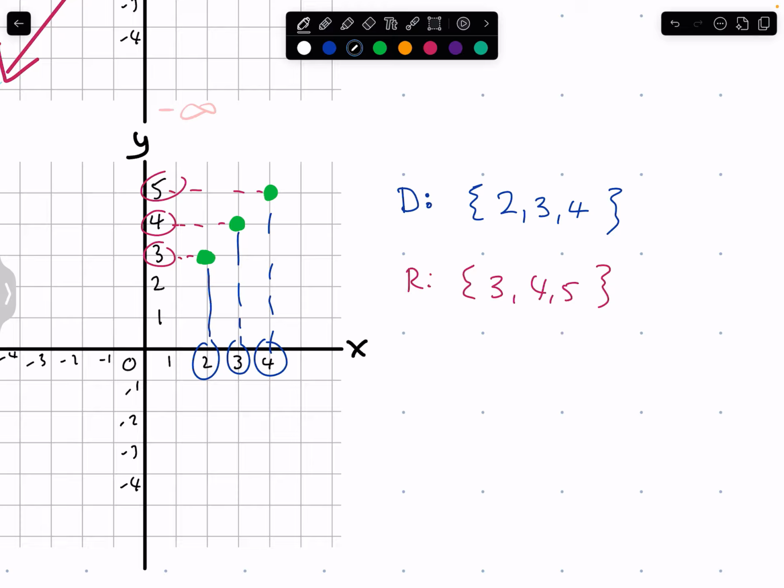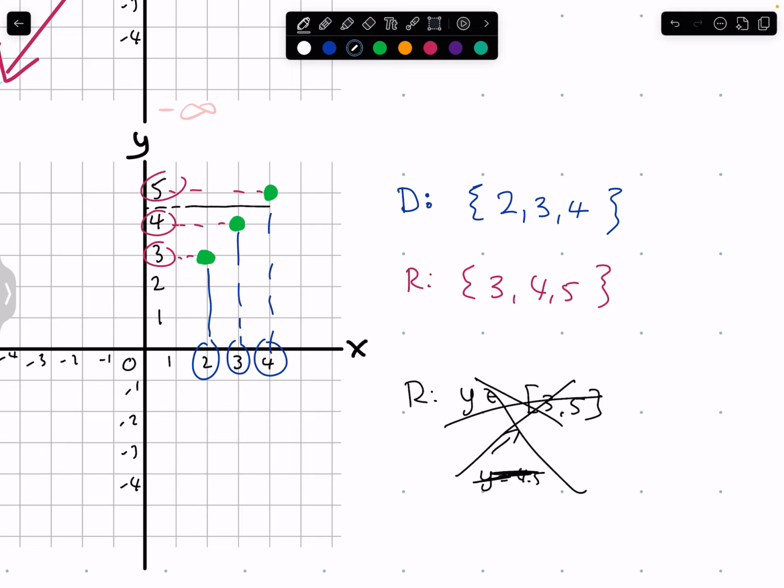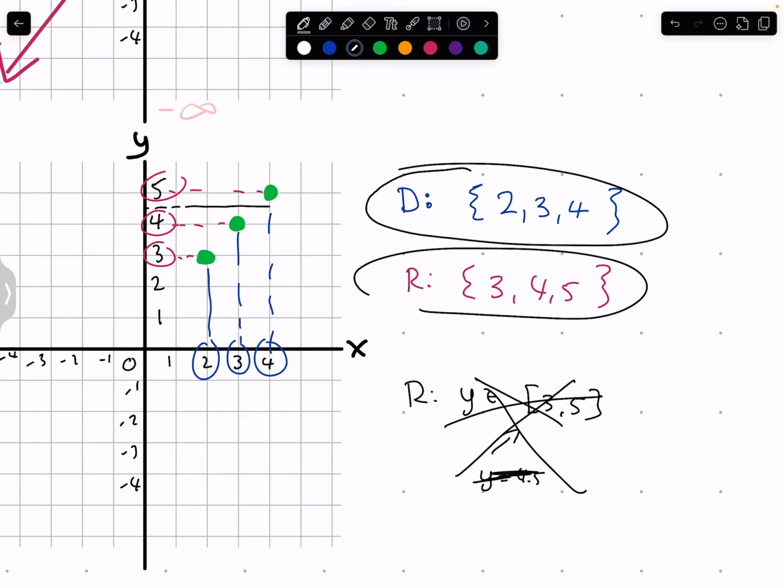One thing that would not be correct here is if you did your range and you said y is contained in the interval from 3 to 5. This is not correct, so don't do that, because that implies that y could equal 4.5, for example. Yes, but 4.5 is not plotted on my graph. So don't do that. When you see dots, just list them off one by one, like both of those there.